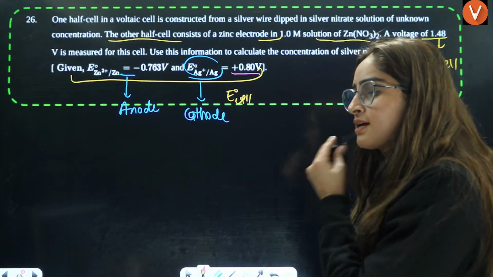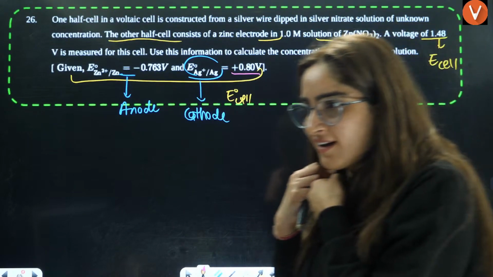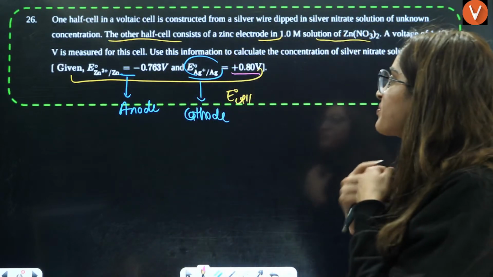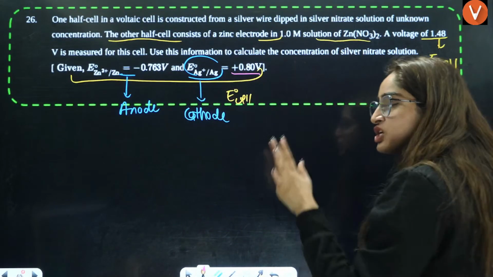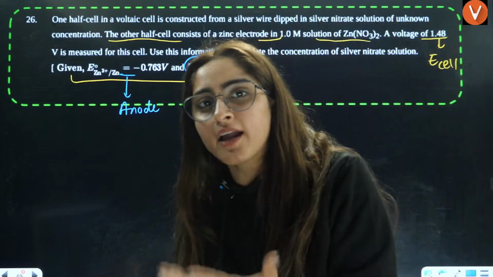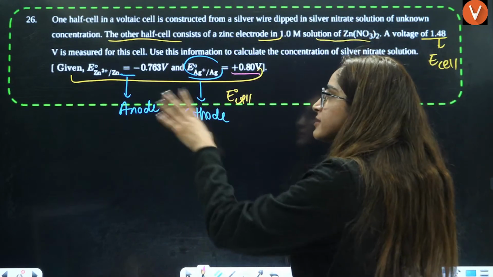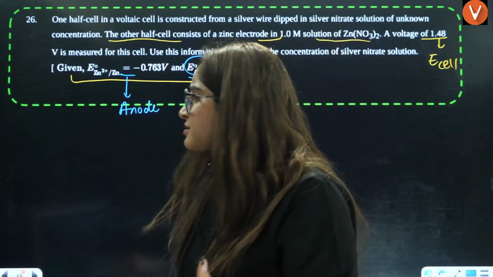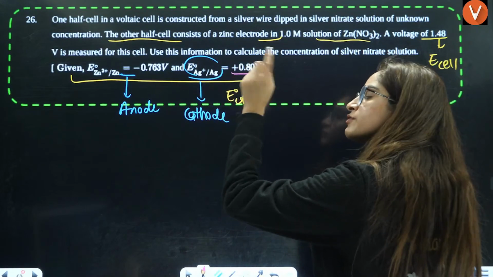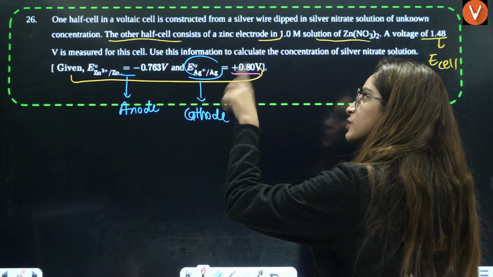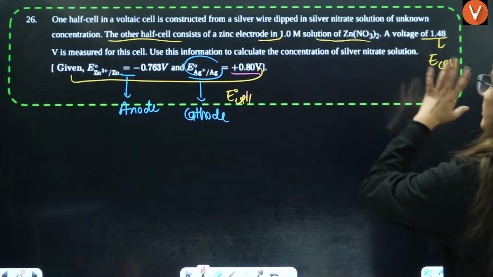Now let us see this. Now, here as you can see, which has more reduction potential? Ag. The more the reduction potential, that will be reduced, right? So that is why this is the cathode and this is the anode. Once you know this is the cathode, you just have to subtract this value from this value. This is E naught cathode, this is anode. So you will get the value of E naught cell. E cell is already given to you.